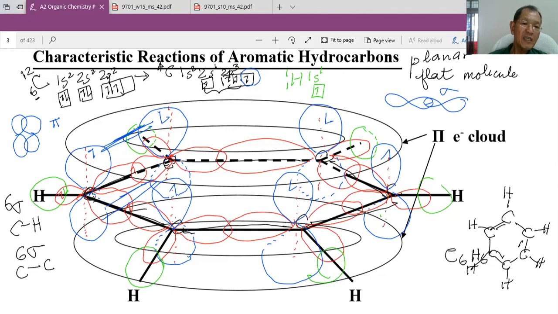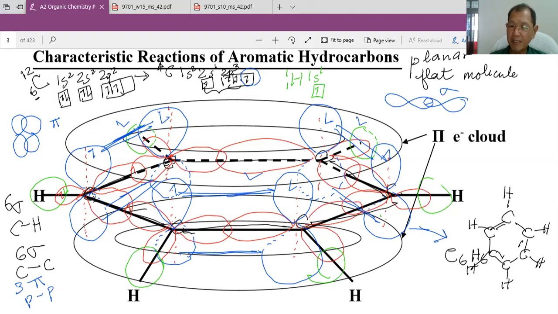Here is p overlap, here is also p overlap, and here also. So top and bottom are p overlap. How many double bonds are there? Three: one double bond, 2, and then 3. So there are 3 pi overlaps. Now, that means we will represent this structure.